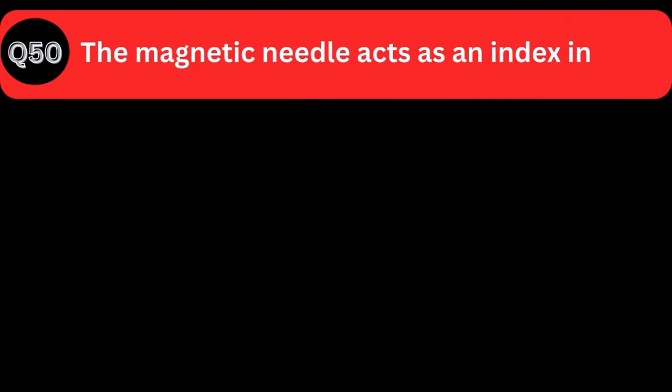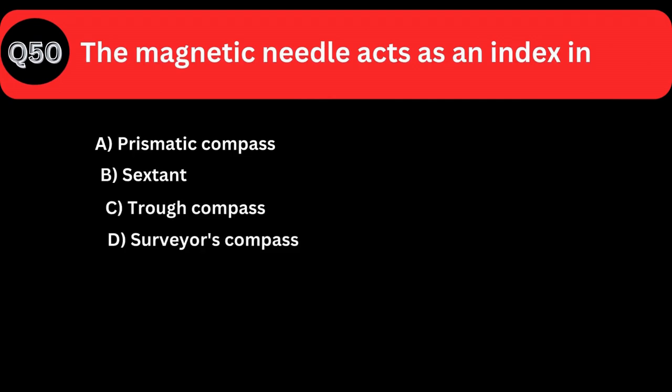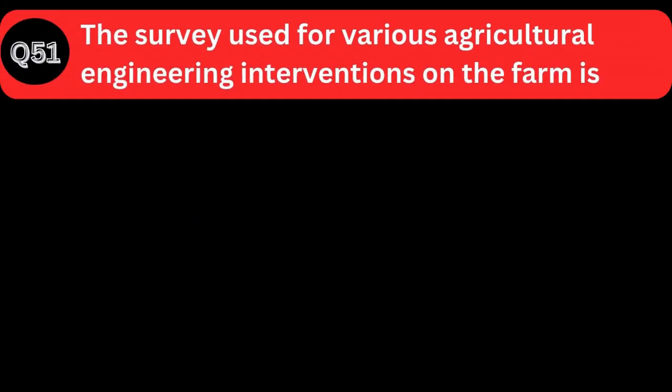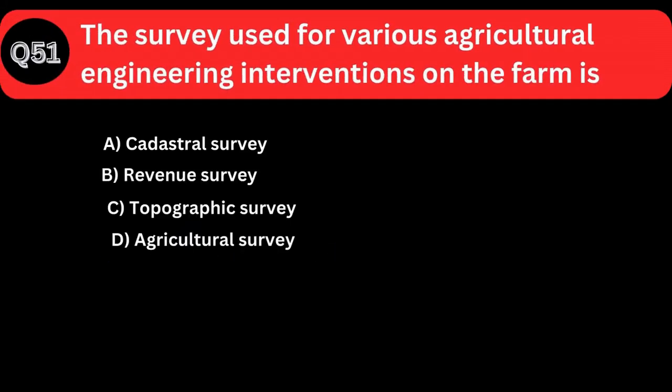The magnetic needle acts as an index in. Options: A. Prismatic compass, B. Sextant, C. Prof compass, D. Surveyor's compass. Answer: D. Surveyor's compass.